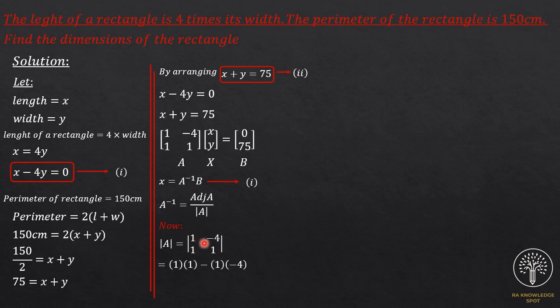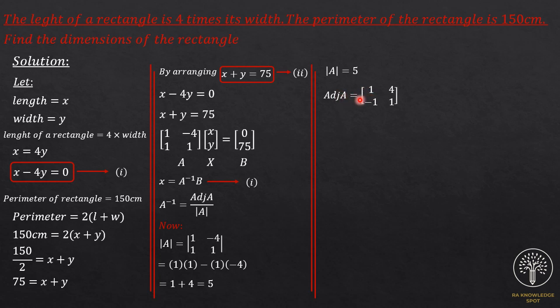You have to multiply in a cross form, 1 1s are 1 and 1 minus 4, and D for determinant, D for difference sign, like you have to put a minus sign inside them. Okay, now 1 1s are 1, minus minus plus 4 1s are 4, and 4 plus 1, that is 5. Now the value of determinant is 5, that is not 0, it means the inverse is possible.